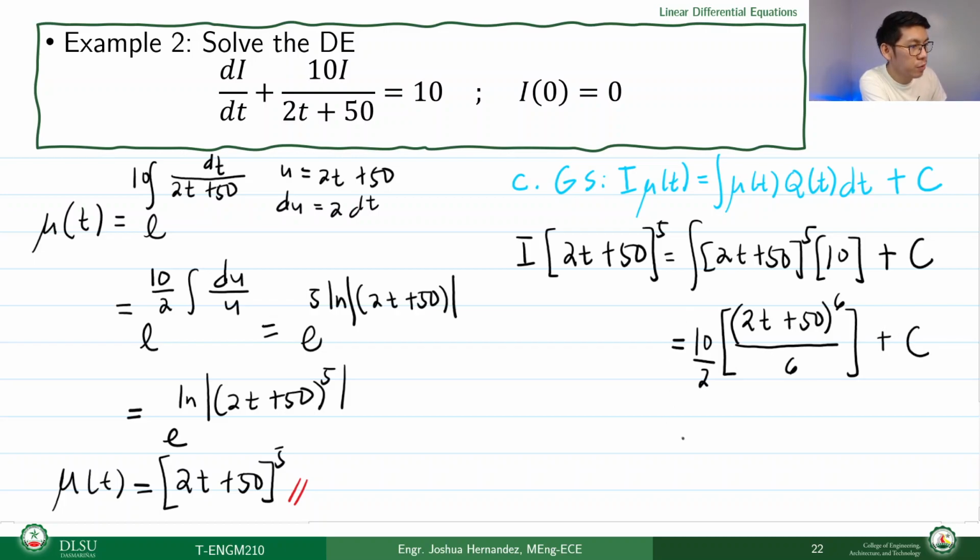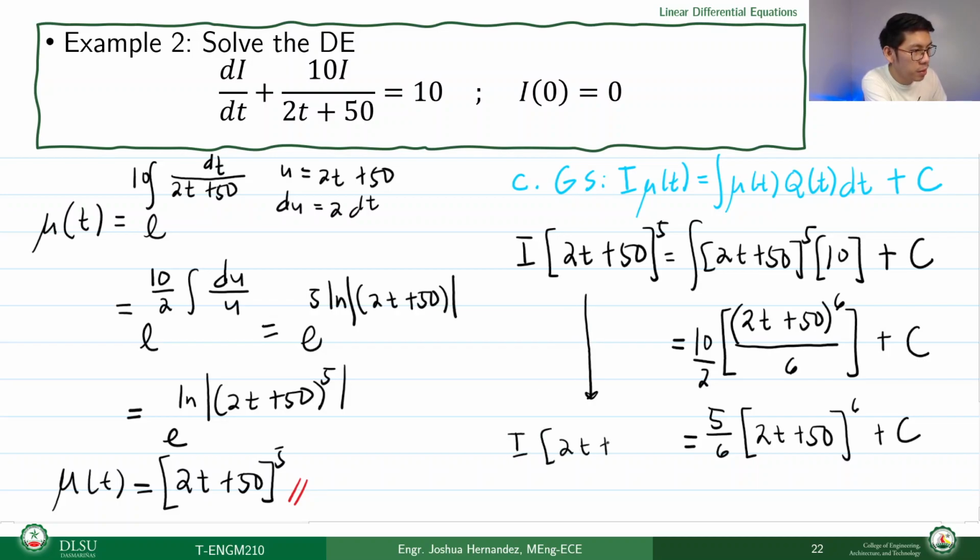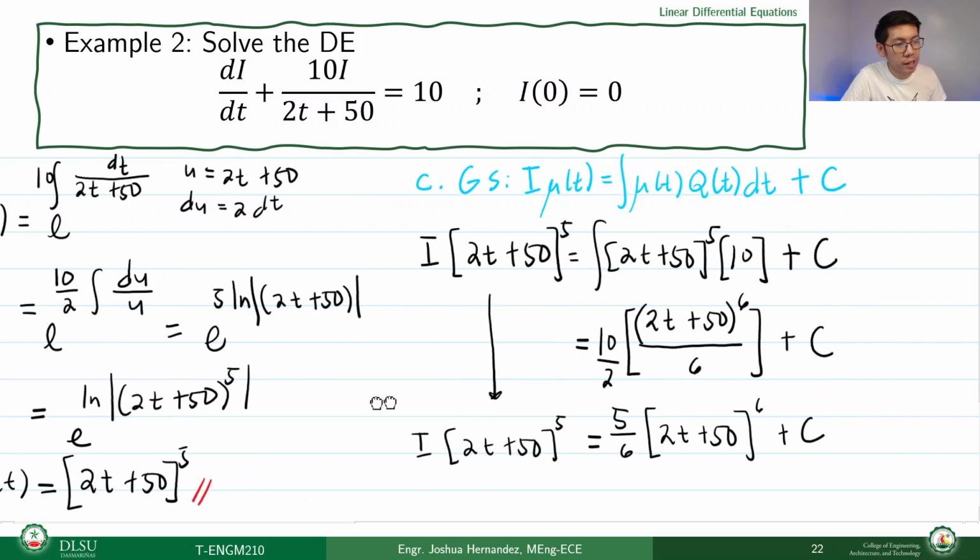Okay. So, further simplifying this, we're going to get 10 over 2 is 5. And then 6, we have 5 over 6 times 2t plus 50 raised to 6 plus c. Okay. Baba natin to. Kakaroon ako ng I times 2t plus 50 raised to 5. Now, I can divide by 2t plus 50 raised to 5 on both sides para explicit expression na lang siya in terms of I. And we're going to get what?